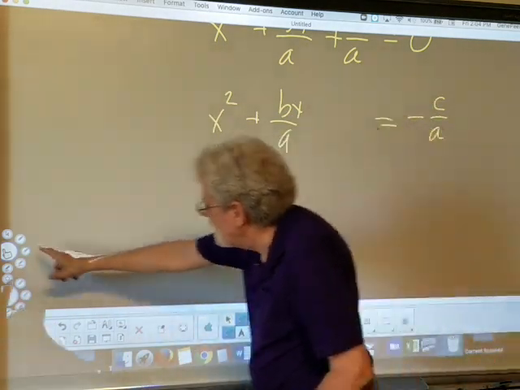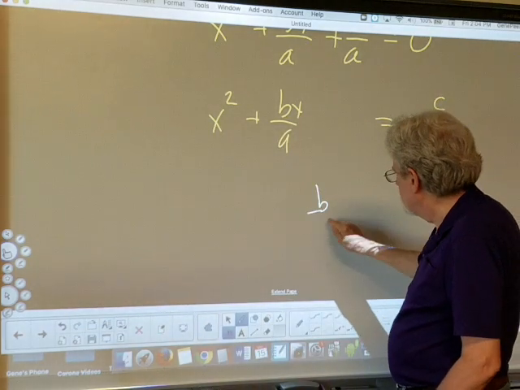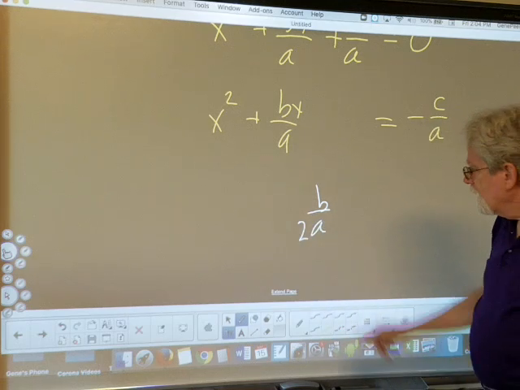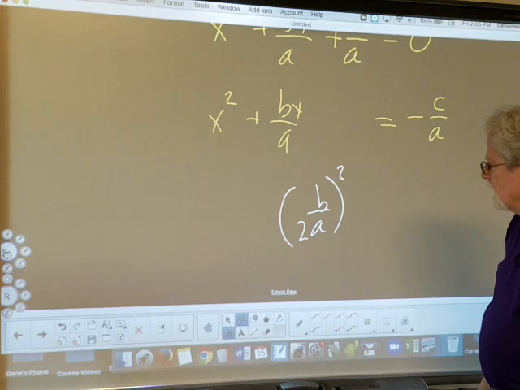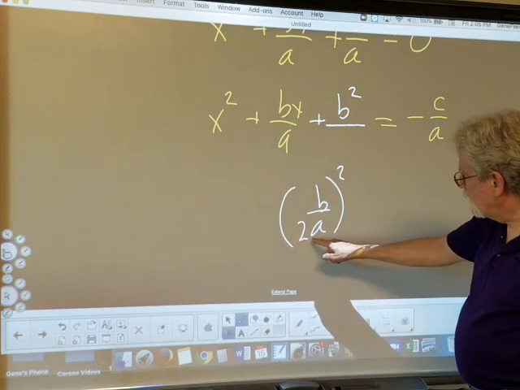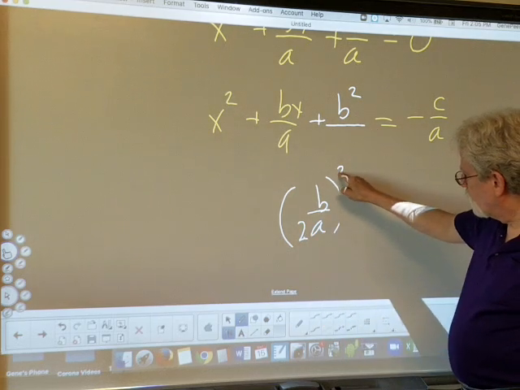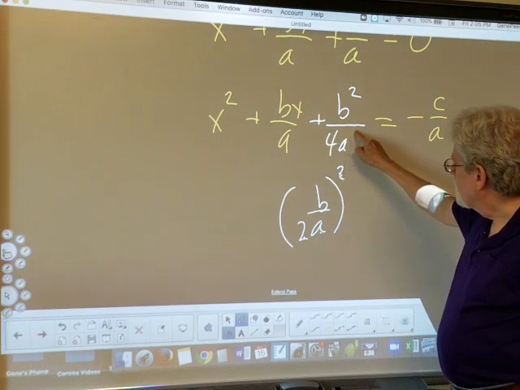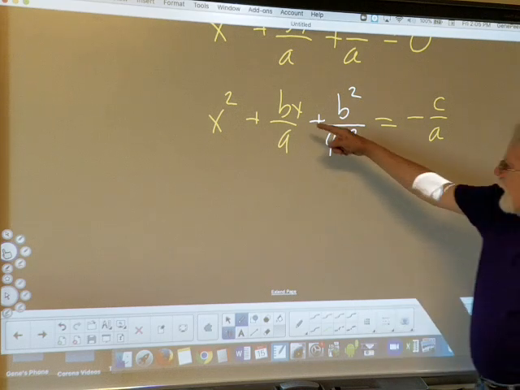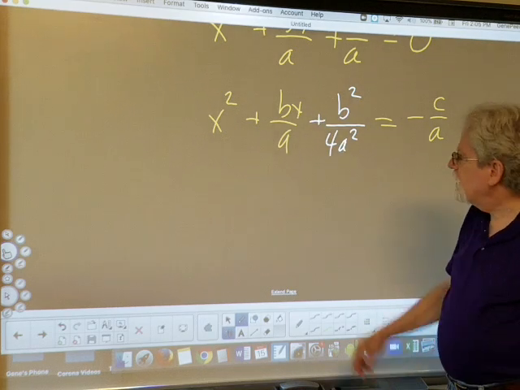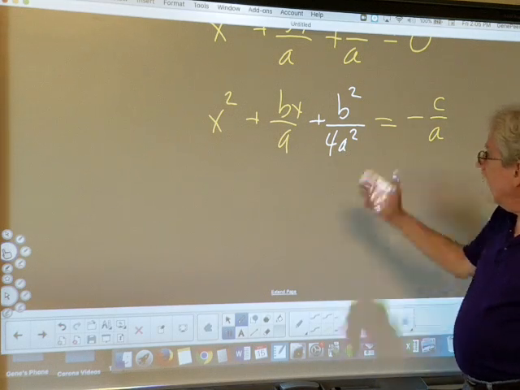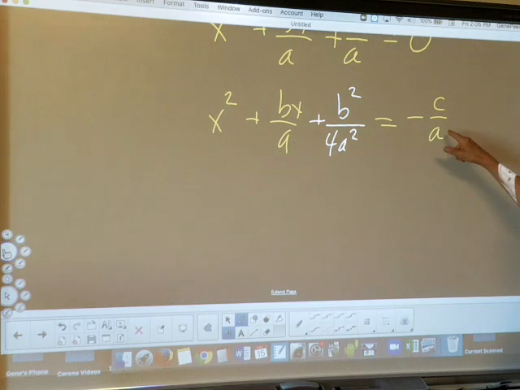So if I take b over a, and take half of that, that'll give me b over 2a, and then square it, what do I get? I get plus b squared over 2a squared, which is 4a squared. I have completed the square. I took half of b over a, which became b over 2a, and squared it, which was b squared over 4a squared, and added it. Oh, I haven't added it over here. That's serious. We're going to add it over here as well.